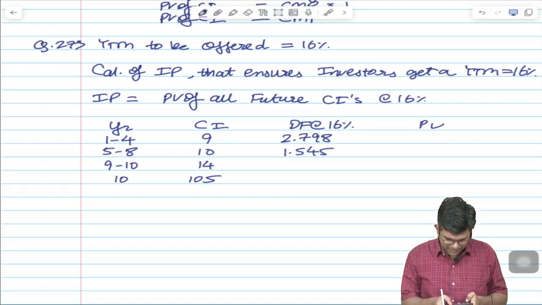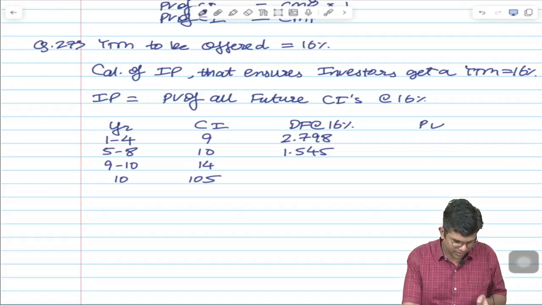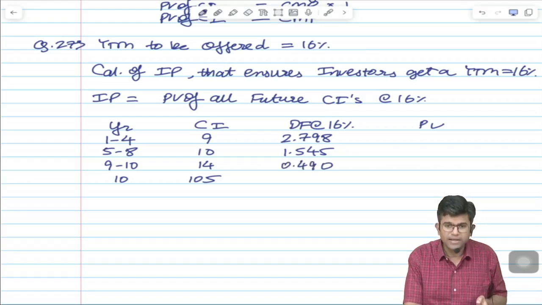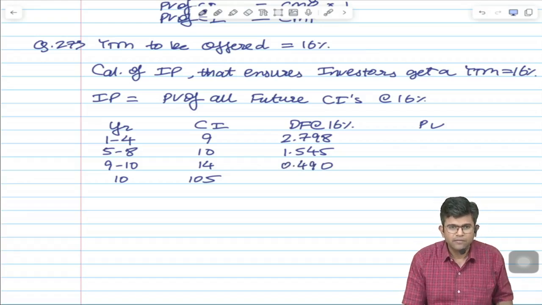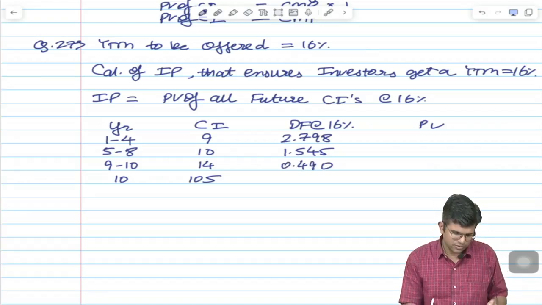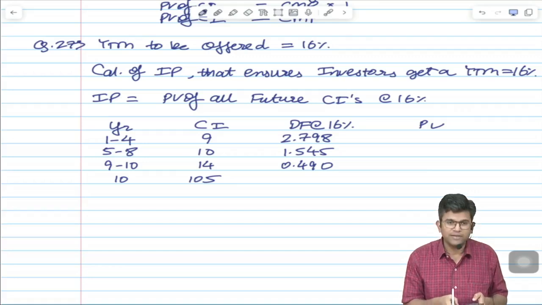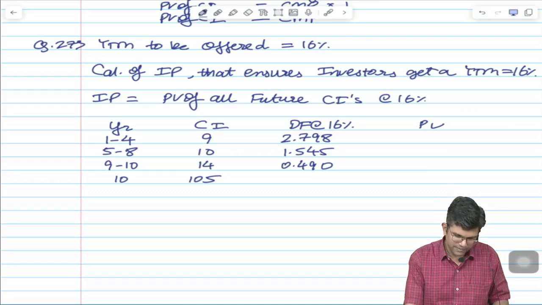Then 9 and 10. 1 divided by 1.16, 1, 2, 3, 4, 5, 6, 7, 8. Till 8 I don't want. Then 9th M plus, 10th M plus, MRC. 0.490, is it right? Oops, I missed the 10th one. Again I'll have to do 1 divided by 1.16, 1, 2, 3, 4, 5, 6, 7, 8, 9, 10. 0.227.